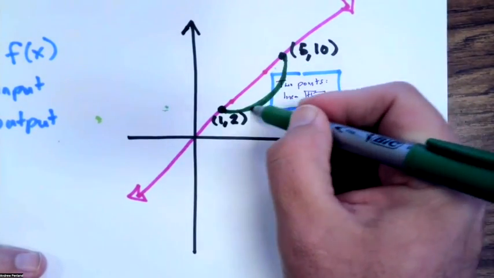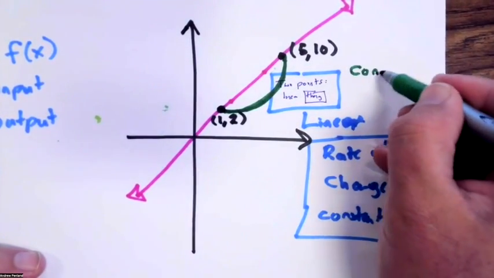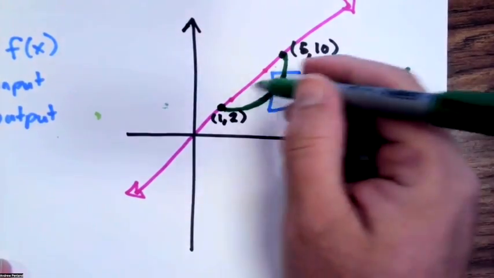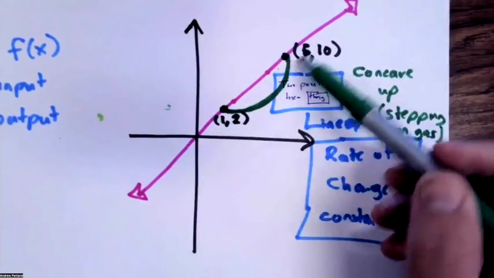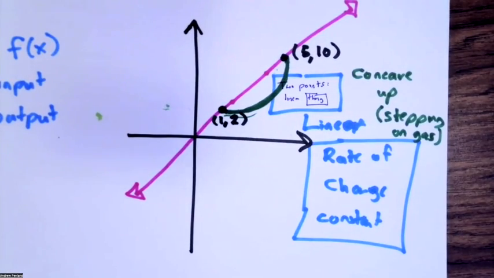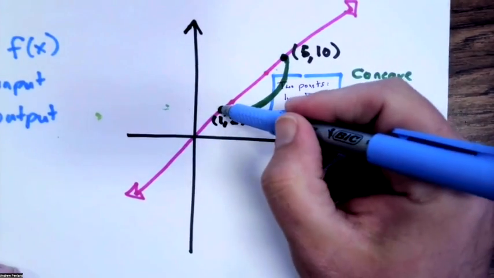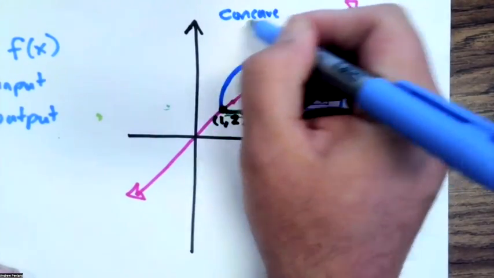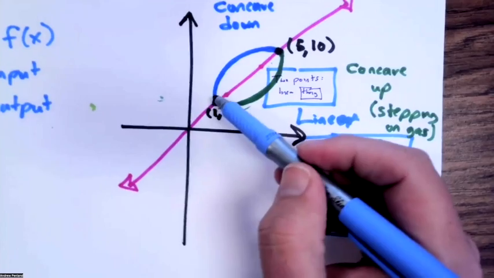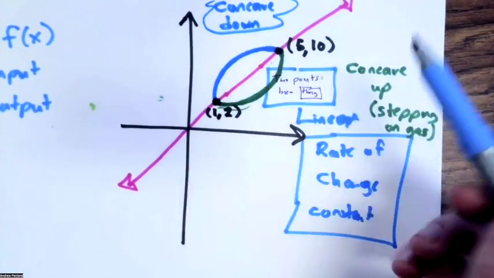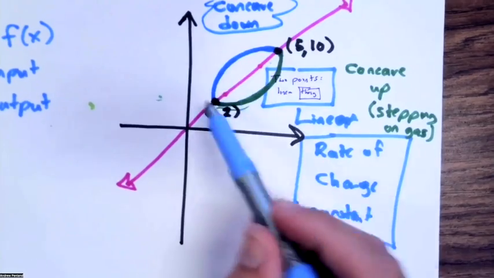So what I've drawn in green here is an example of what it would look like if this curve were concave up. You can think of this as you're stepping on the gas. So in the pink curve, you're moving at a steady speed. In green, you're stepping on the gas. What would concave down look like? It'd look like this, right? This would be concave down. You're not getting faster here. You're actually getting slower. You're still moving forward. So these are 3 different shapes to think about: linear, concave down, and concave up.